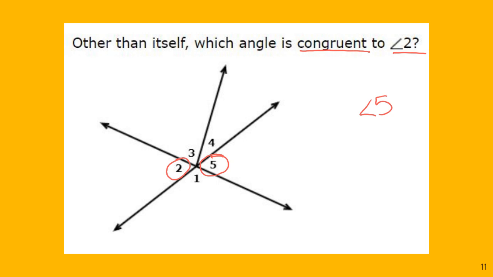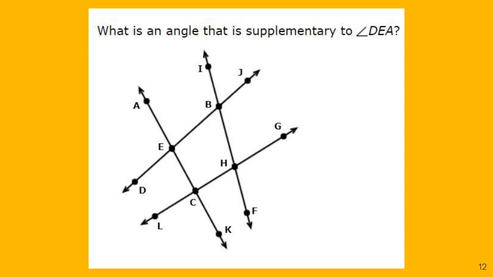And lastly, we have what is an angle that is supplementary to angle DEA. Remember that supplementary means that the sum of the two angles needs to equal 180 degrees, and 180 degrees would be the measurement of a straight line. So angle DEA plus another angle needs to be a straight line. So let's look at DEA. I have angle DEA right here. And so now supplementary means that it needs to make a straight line.